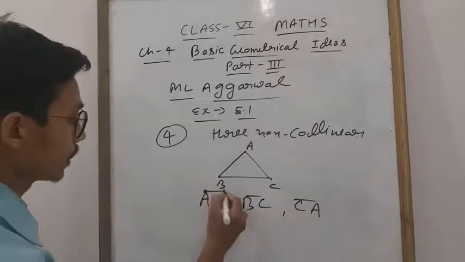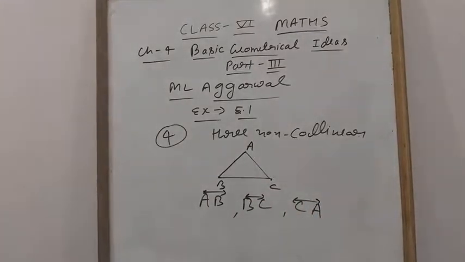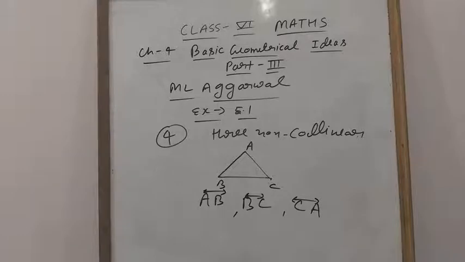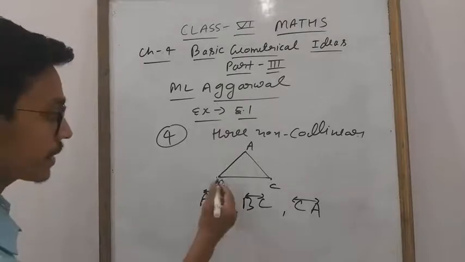They are collinear: A, B, C and C, A. Is this question clear, everyone? How do we draw this question? Students, if anyone asks you to extend the line BC and CA, how would you do it?